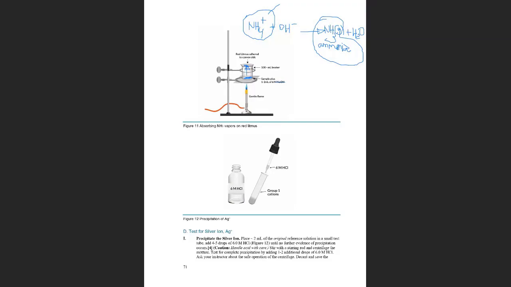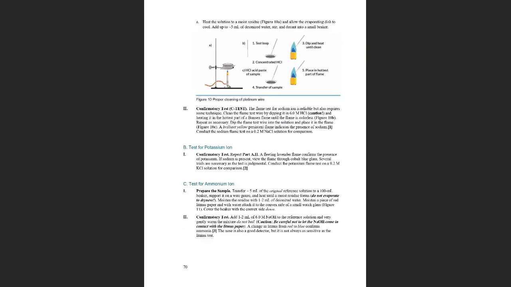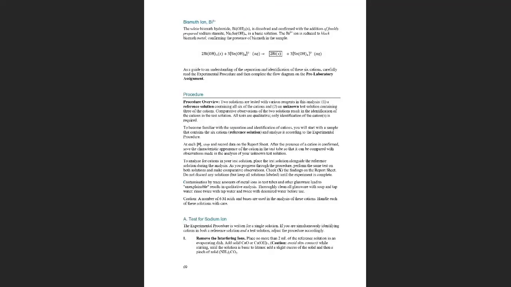So from the 6 cations, we are going to go slowly. The next one is the test for the silver ion. If you remember from last semester, the silver ion precipitates with hydrochloric acid and produces, let me see if I have the reactions here to show it to you.